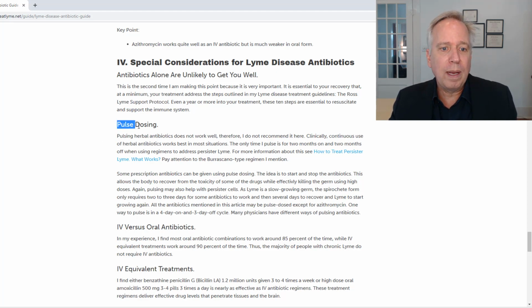All right, second point is that there's some science showing that if you do some starting and stopping of the antibiotics, it might be an effective way to deal with these persisters. The point I would make with it, though, is probably the best way to do pulsing would be like a 2-month on, 2-month off based on my own clinical experience, okay?